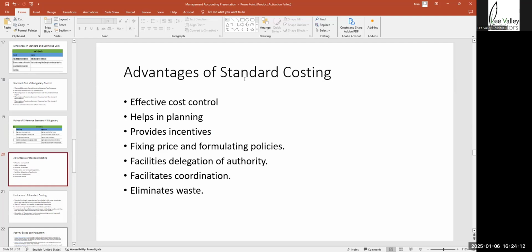Next is advantages of standard costing. Effective cost control, helps in planning, provides incentives, fixing price and formulating policies. Facilitates delegation of authority, facilitates coordination, elimination of waste.